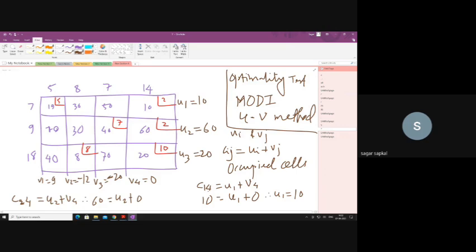सगळे झाले का? U1, U2, U3, V1, V2, V3, V4 झाले. ठीक आहे? Is it okay? So you have to find out dual variables Uis and Vjs in this manner by using occupied cell, and the equation for occupied cell is Cij is equal to Ui plus Vj. Is it okay? Yes, sir.